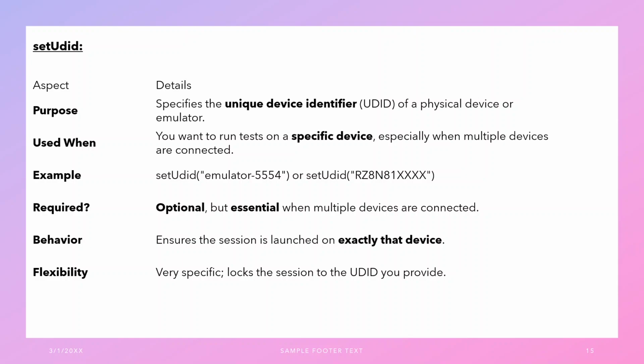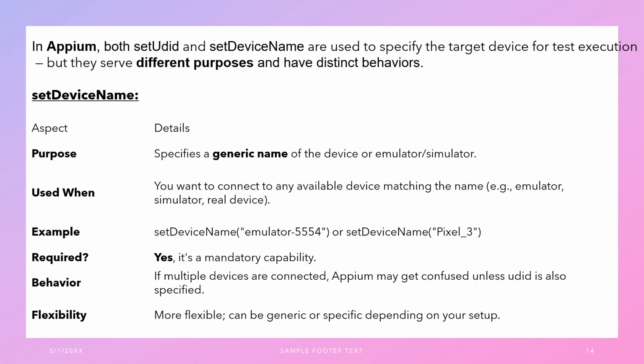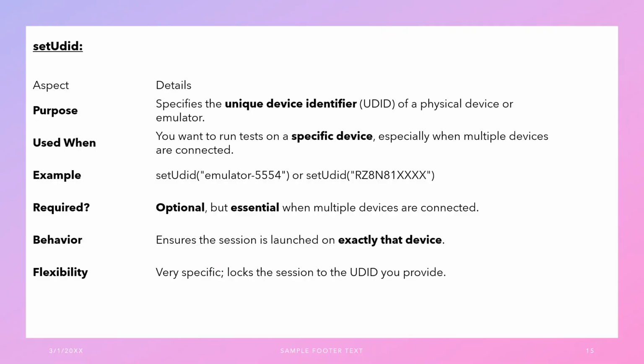Flexibility is very flexible. It locks a session to the UDID you have provided here. So now we got the difference: what is the setDeviceName capability and the setUdid capability, and when to use them. Based upon our requirement, we have to use these capabilities. Either we have to use setUdid or we have to use device name, and this is a mandatory capability. Especially this capability comes under the session creation capabilities.